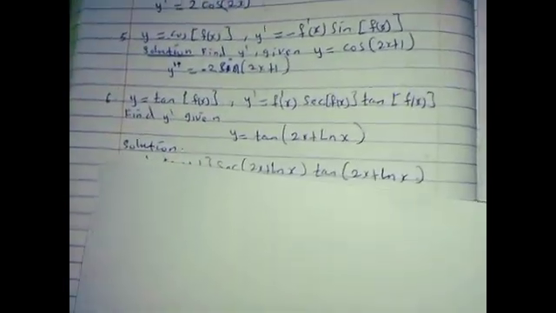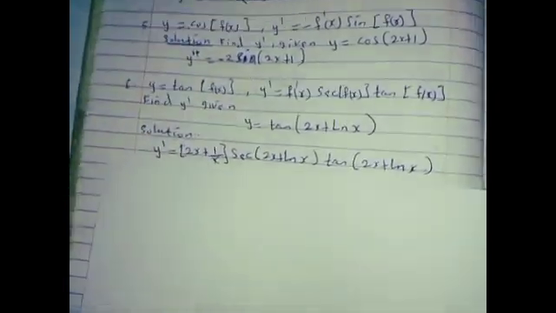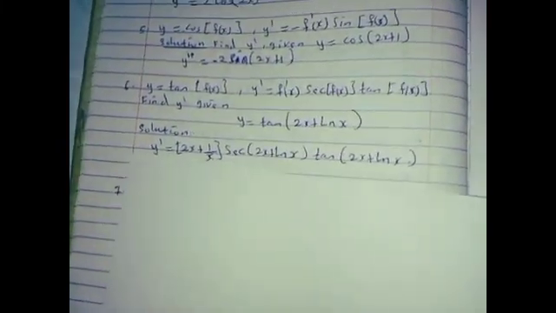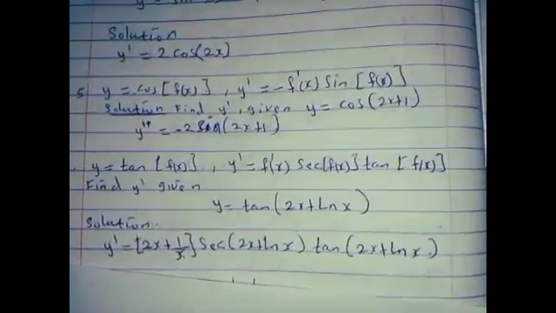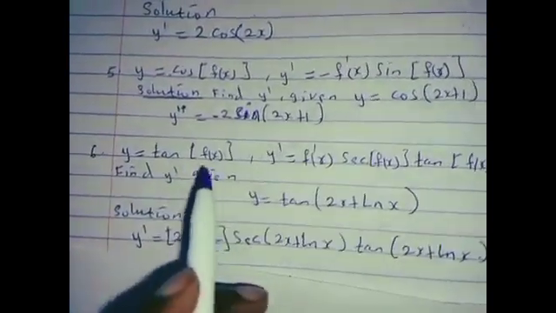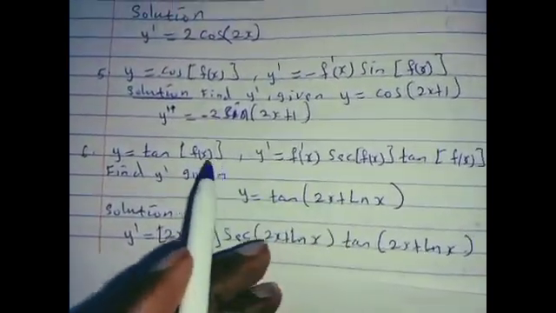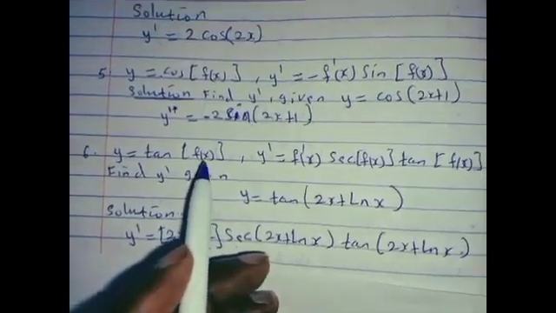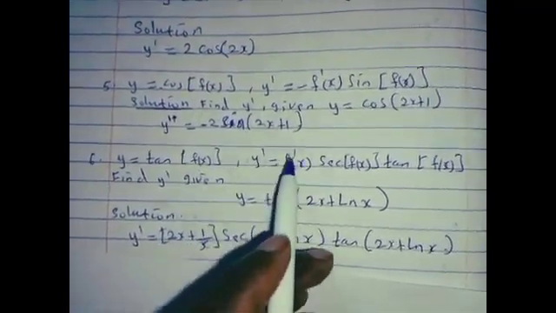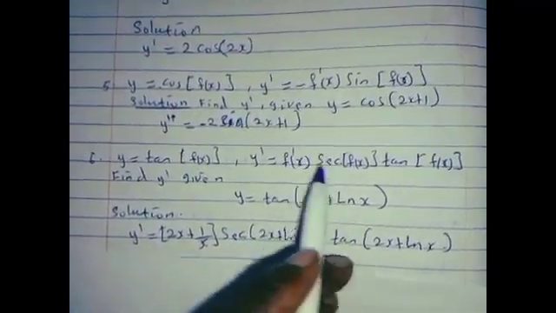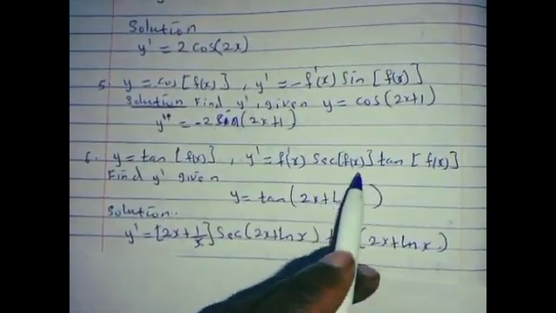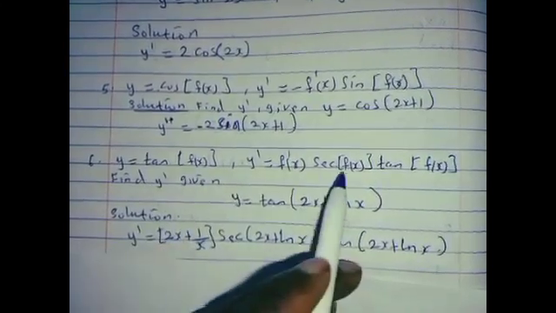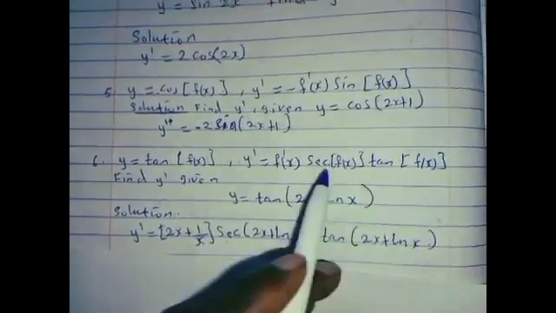Number 6, the chain rule and a trigonometric function, considering now the tan. For the tangent, first of all, you differentiate the function in the bracket, f of x. F of x differentiated is f prime of x. When you differentiate tan, you are going to get sec squared of f of x. That is what you do.